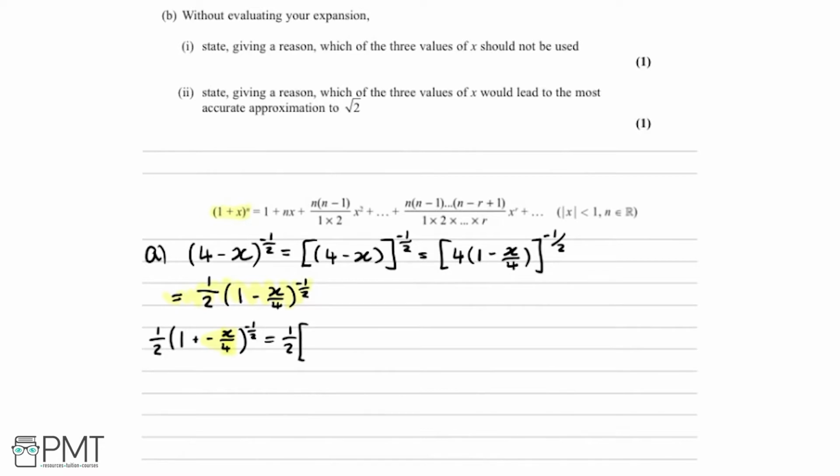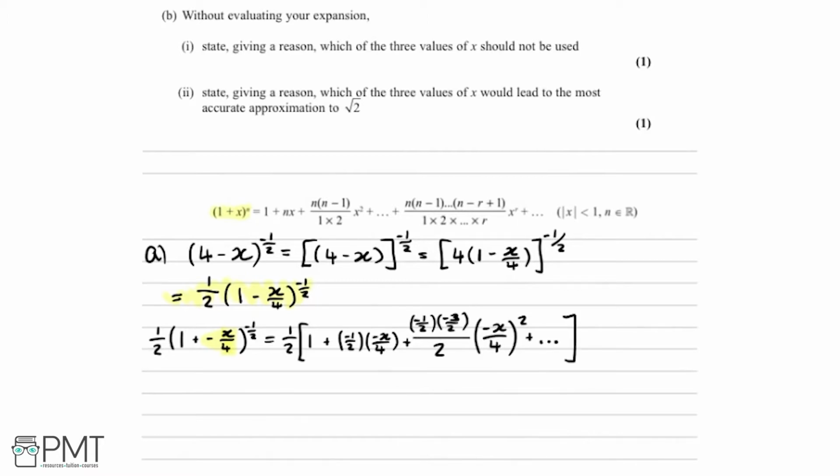As we can see, the first term is 1 plus n times x, so n is minus a half. And x, and remember we need to include the minus, we got minus x over 4. And the third and final term that we need to include, so we've got minus a half, multiplied by minus a half minus 1, which is minus 3 over 2. And that's over 1 times 2, which is just 2. And that's multiplied by minus x over 4, all squared. And then this will just carry on.